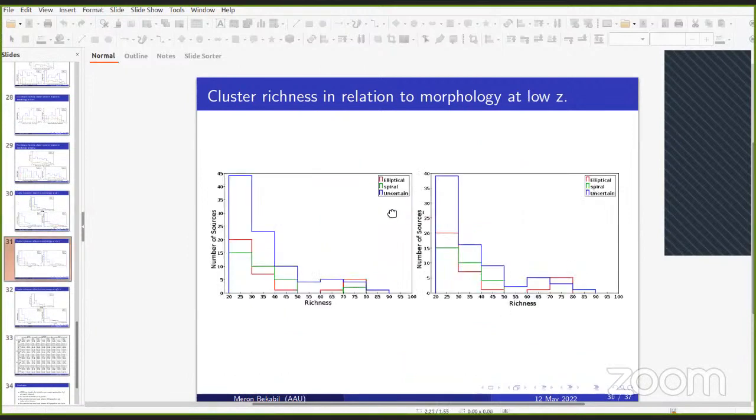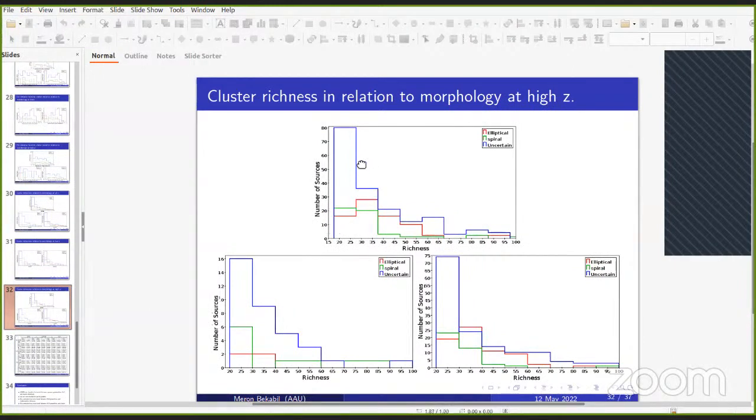When we see the cluster richness in relation to the morphologies, basically at low redshift, most of them are located in the galaxy groups, and the number of sources is a little high, where the uncertain one is highest. The elliptical is a little bit high, and the spiral shows this one. So this is the distribution that we see from the diagram.